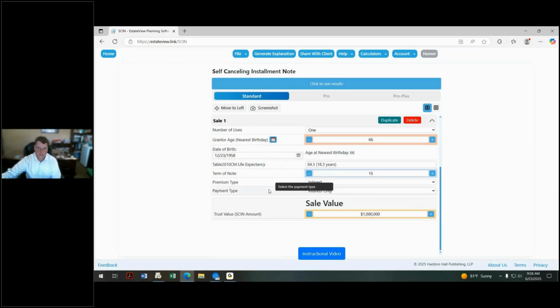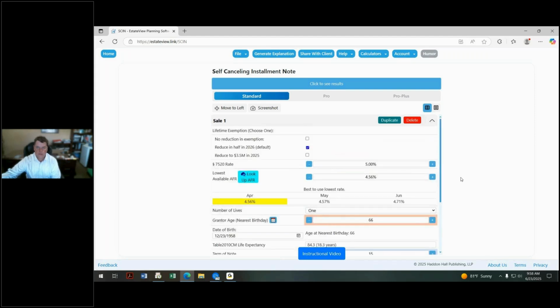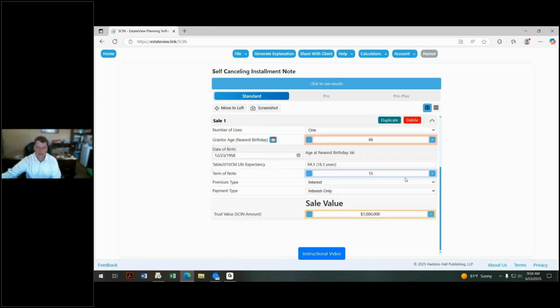If we go ahead and move the date of the sale forward, and we can move it forward a day, basically what I was doing is if I make this the 22nd of December, you'll see now I'm 67 years old. So if I enter into a transaction, a SCIN, and it's 6 months before or 6 months after my birthday, I'm actually the age that I turned on that birthday or will turn on that birthday.